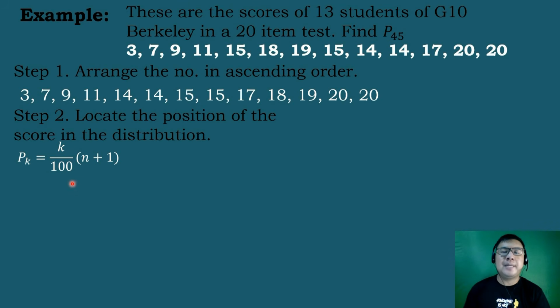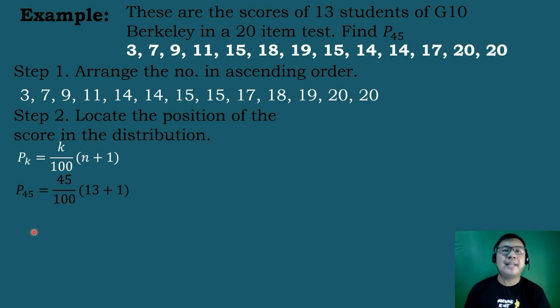We will be substituting the value of k, and that is equal to 45. So this will become p sub 45 is equal to 45 over 100 this time, because percentile is divided into 100 equal parts. Therefore, this is over 100 times the quantity n, which is equal to the number of students, 13, plus 1.